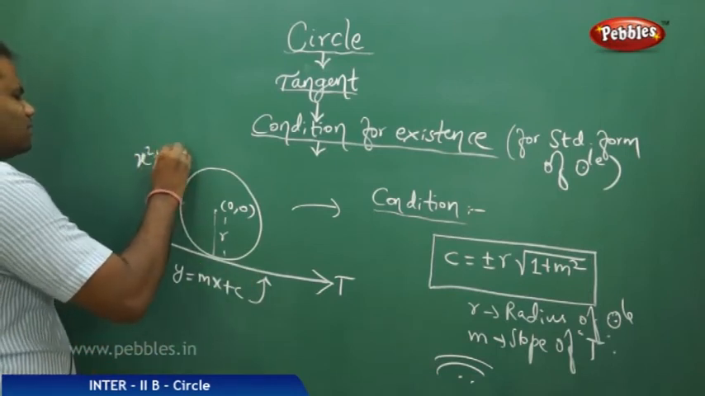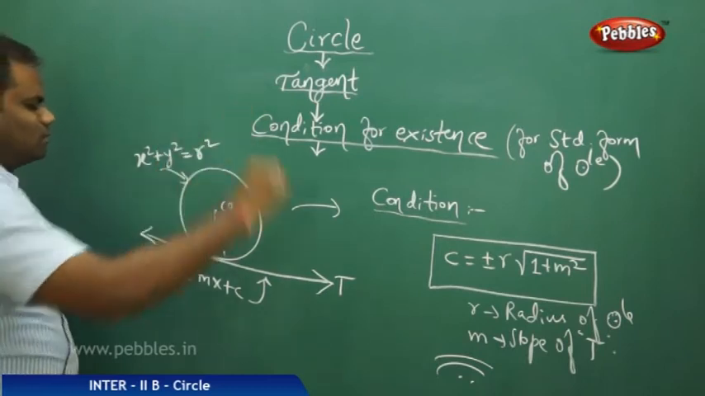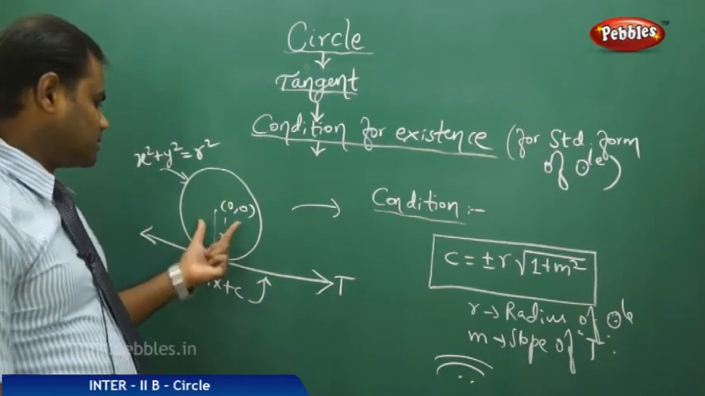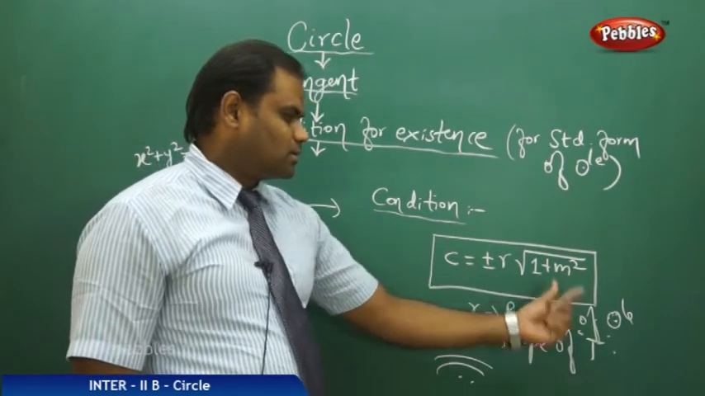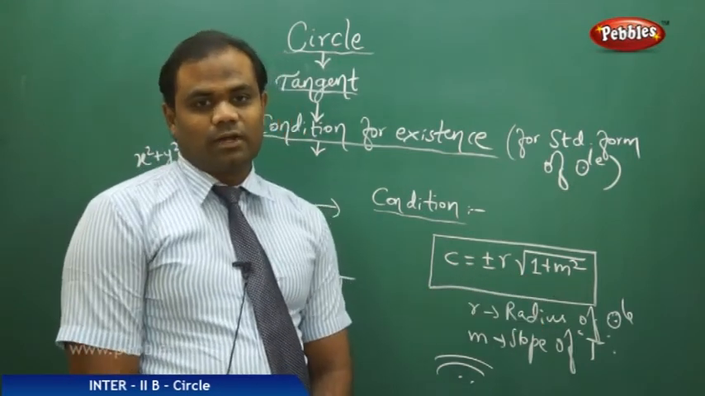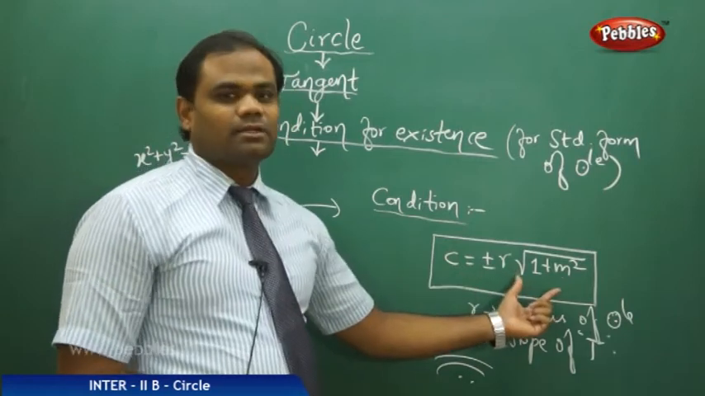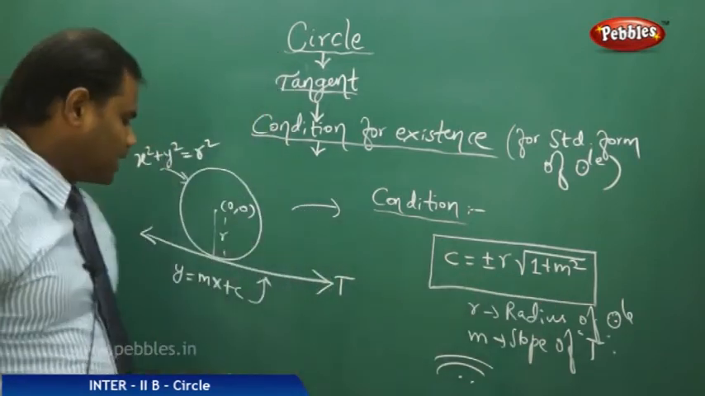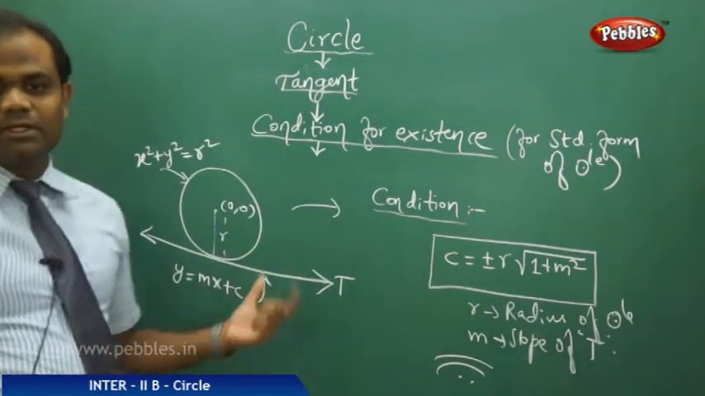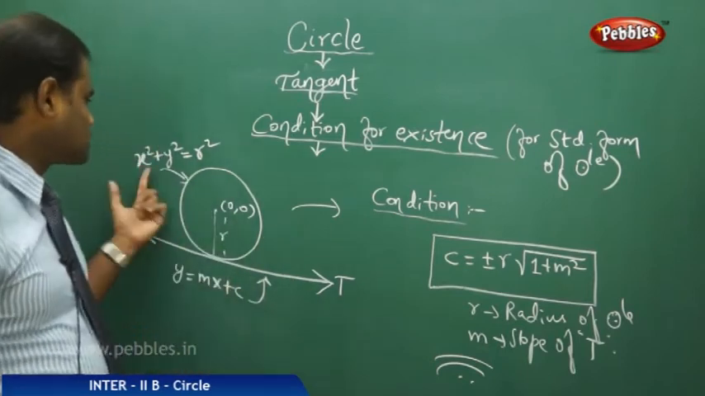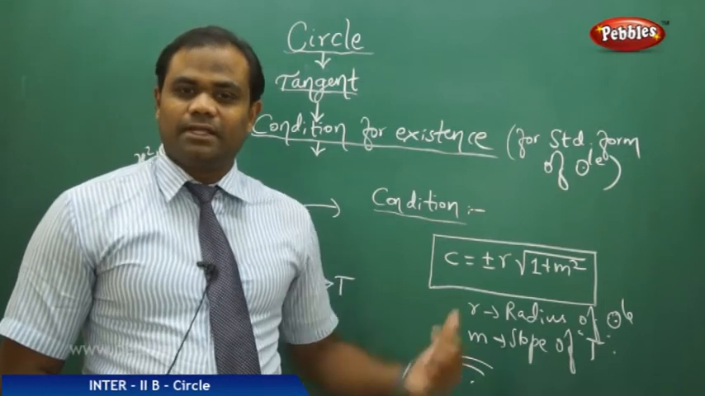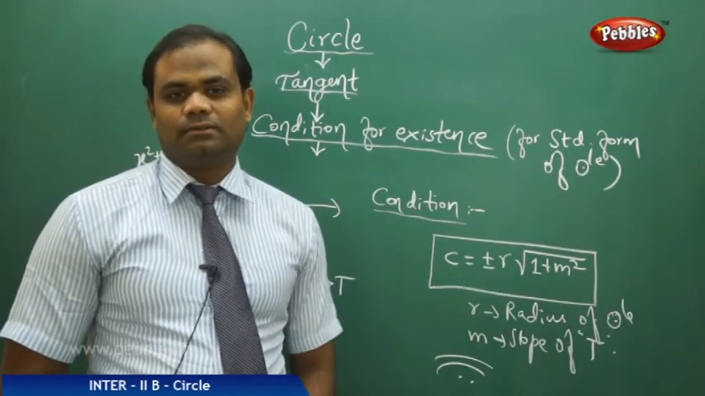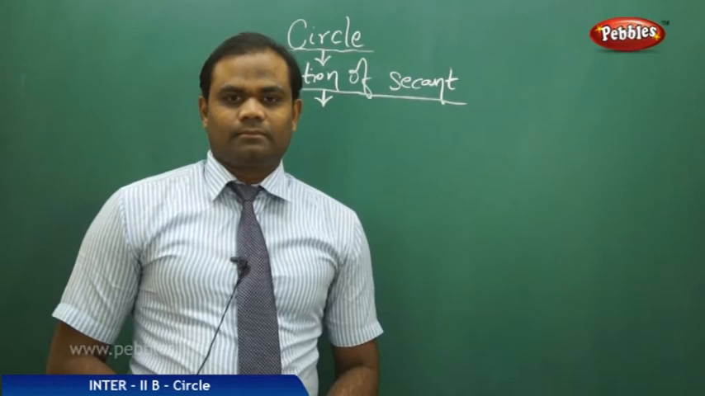x square plus y square equal to r square, center origin and radius r. The condition is c equals plus or minus r root 1 plus m square. So if c is equal to this, then we can say that the line y is equal to mx plus c is a tangent to the circle x square plus y square equal to r square. This is the condition for existence of a tangent to the circle in standard form.